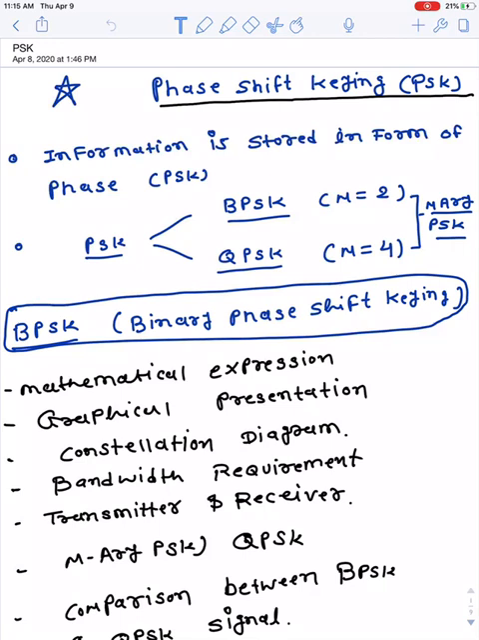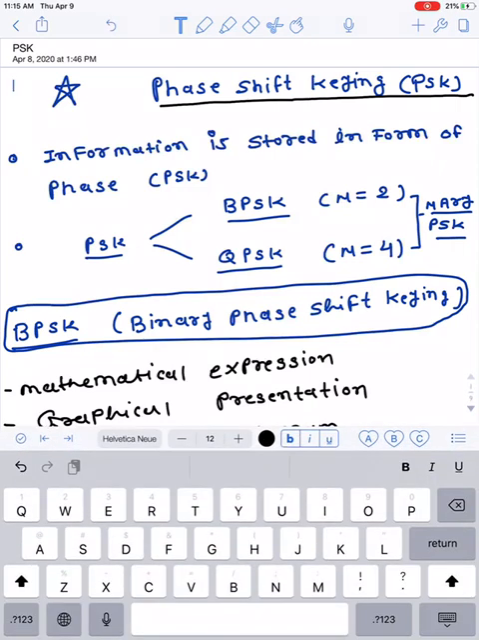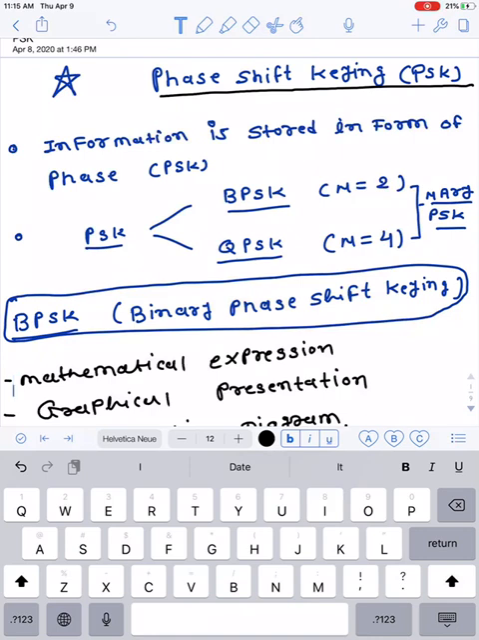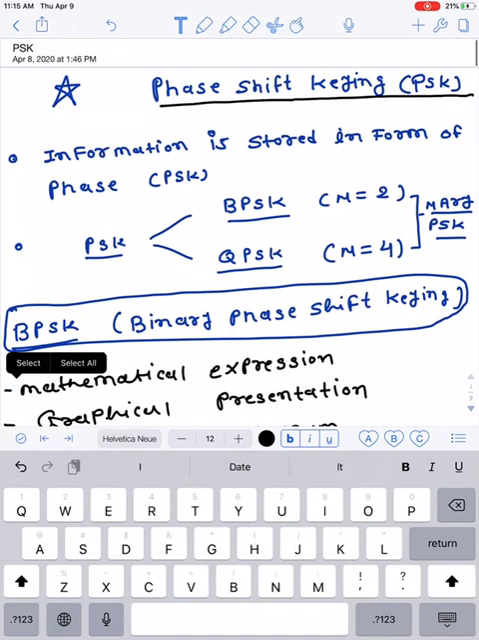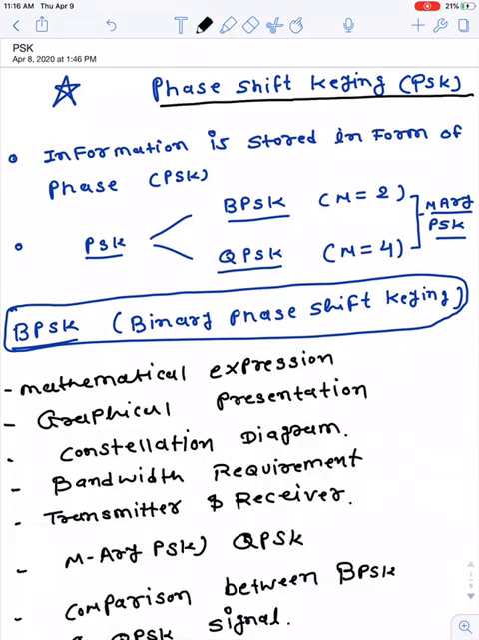Today we discuss another very important modulation scheme. It is known as phase shift keying, PSK. PSK is a kind of modulation scheme where the information is stored in the form of phase. So that's why it is known as phase shift keying.